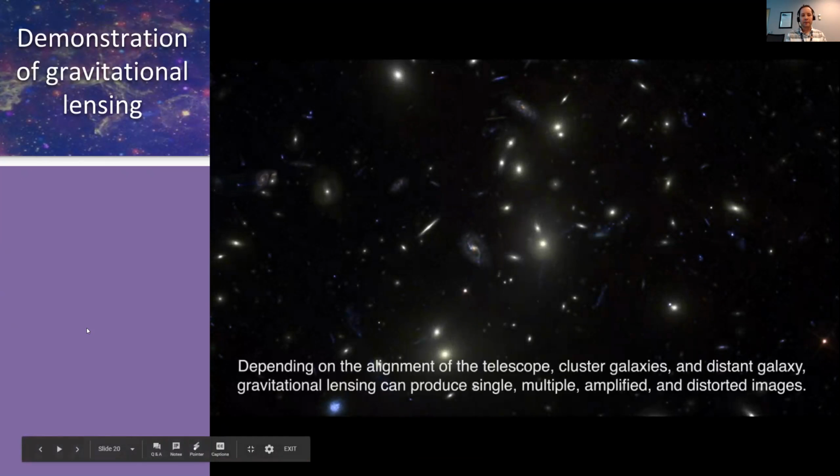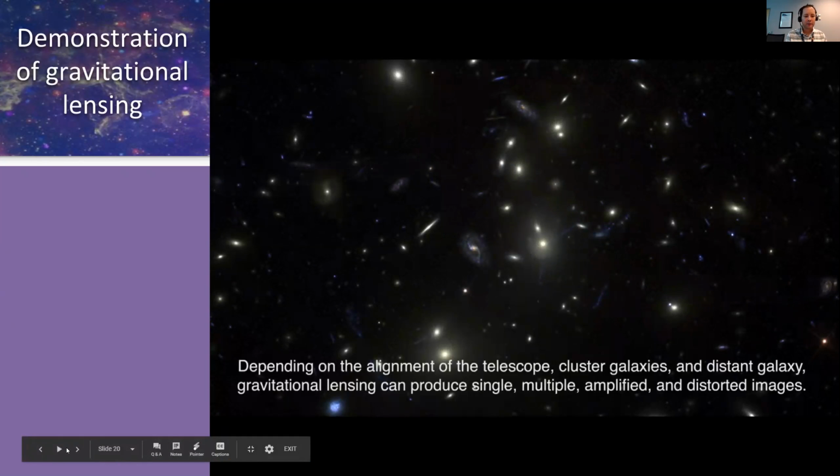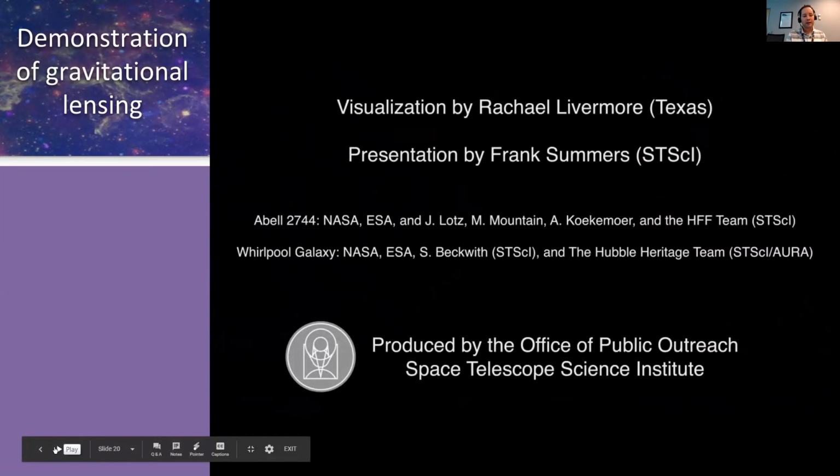Here's another example of it, just showing you. See right there, there's like 4 examples of the Whirlpool galaxy. So if it happened to be located right there behind the galaxy cluster, that's exactly what you would see. The Whirlpool galaxy, incidentally, is not located behind a galaxy cluster, but we just use that as an example.